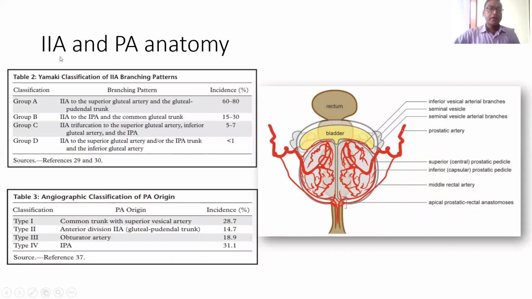The internal iliac artery and its branches have been classified according to Yamaki. Because of the progress in the angioembolization involving the prostatic artery, we know much more about the anatomy of the prostatic artery now. This is the angiographic classification of prostatic artery. They have been divided into type 1 to type 4.